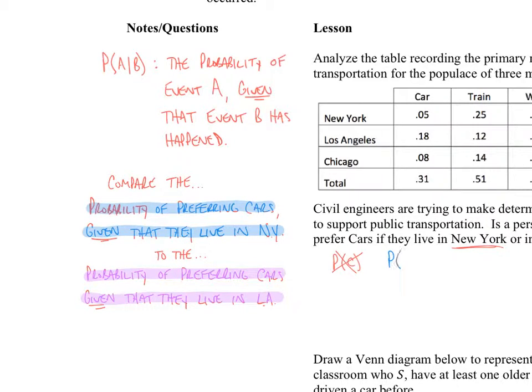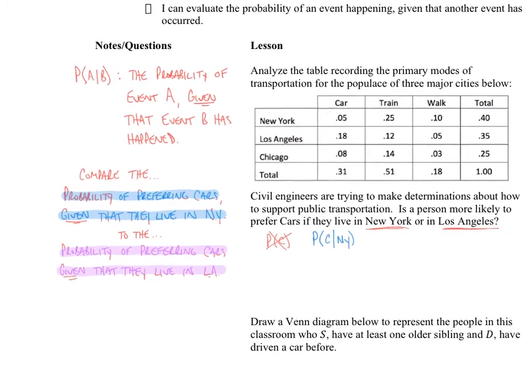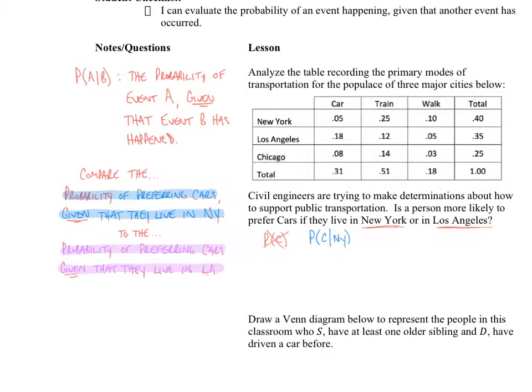The probability of someone choosing a car given, right, just like the notation we see up here, given that they live in New York. We're going to need to calculate that probability. And the other probability we're going to need here is we're going to need the probability of someone choosing a car given that they live in Los Angeles.